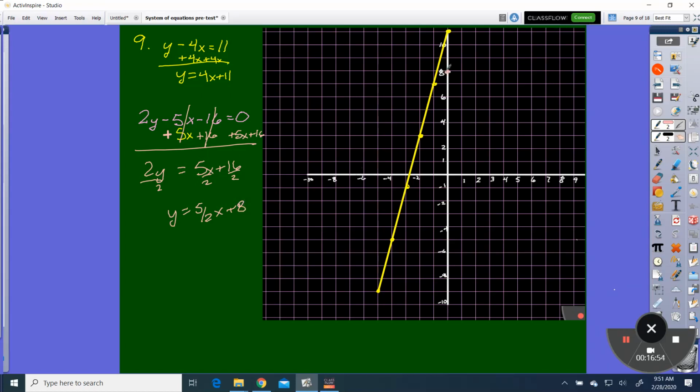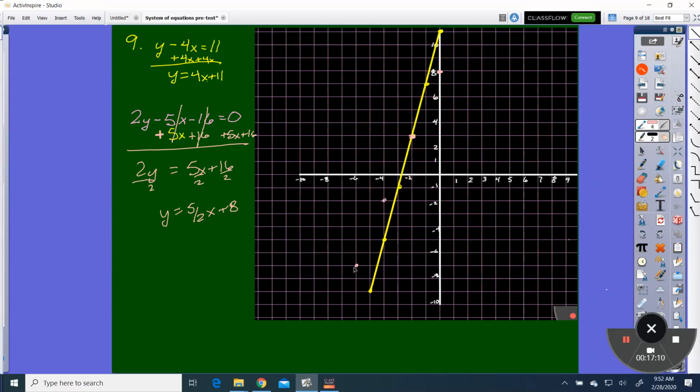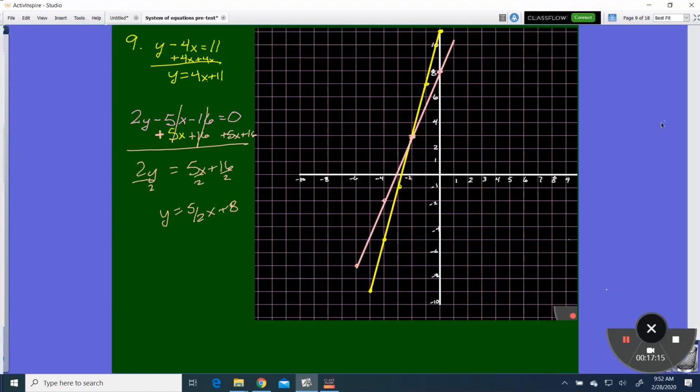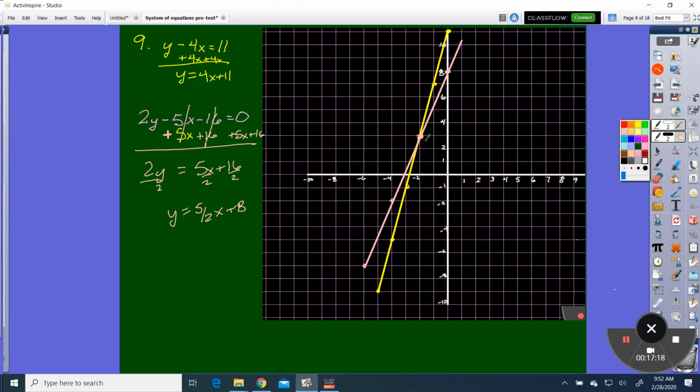So I come to 8. I'm going to go up 5, and I'm off the screen over 2. So instead, I'm going to go down 5 and 2. Down 5 and 2. Grab my line maker. Connect those dots. So the intersection is what we're after. So when we're solving a system of equations, what we're really saying is what values of x and y make each statement true. So that intersection point is -2, 3. So x equals -2, y equals 3 is my answer.